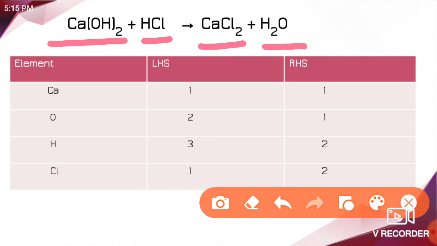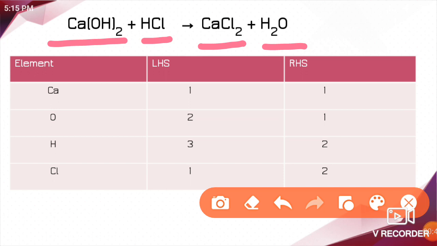In the first column, write the names of elements which are involved in the reaction. In the second column, write the number of atoms which are present in the reactant, that is, at the left hand side. And in the third column, write the number of atoms which are present in the product, that is, at the right hand side. Okay, now you write the names of elements in the first column.